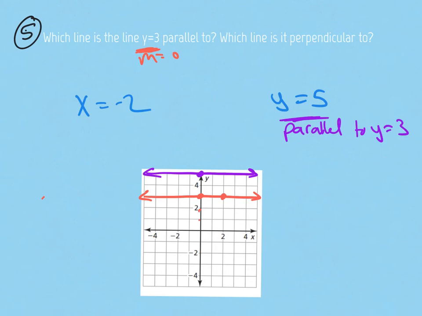If I graphed x equals -2, right, x equals -2 is a vertical line. I go to -2 and I pick another point where the x value is -2, and now I graph that, which means that line is perpendicular to y equals 3. So equations that are just x equals a number and y equals a number are perpendicular to each other. If you have two equations that are both x equals or both y equals, they're parallel.